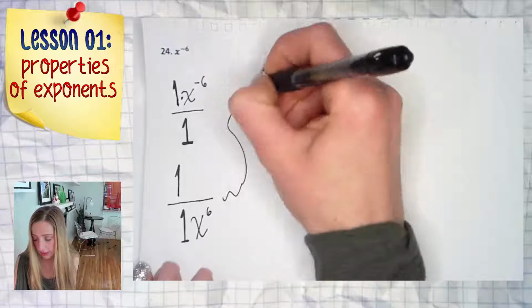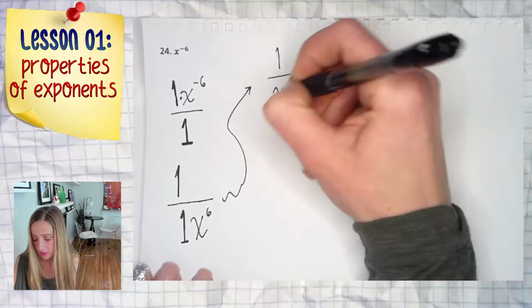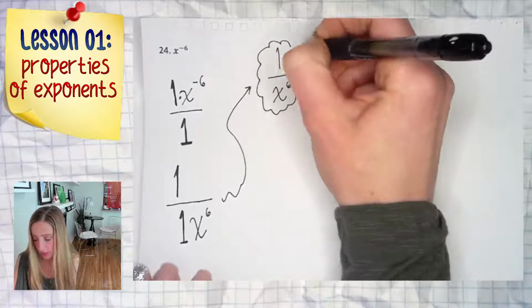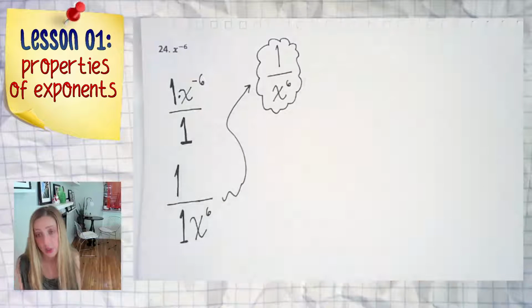So this whole final answer will probably just be labeled as 1 over x to the sixth power, just sort of like that. So again, make sure you're aware of what's going on with the exponents. Not the exponents, the coefficients with these ones.